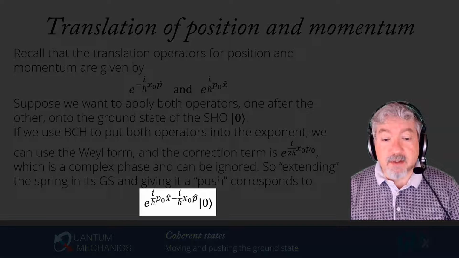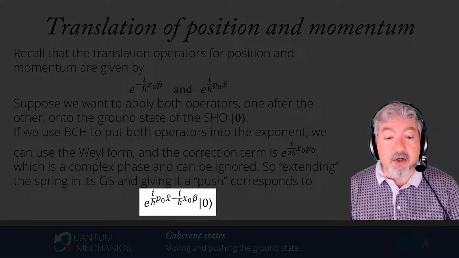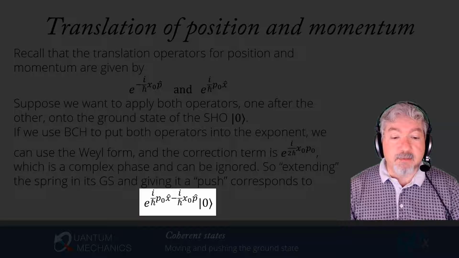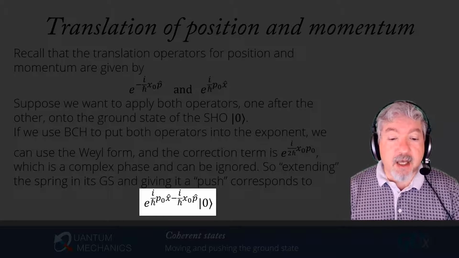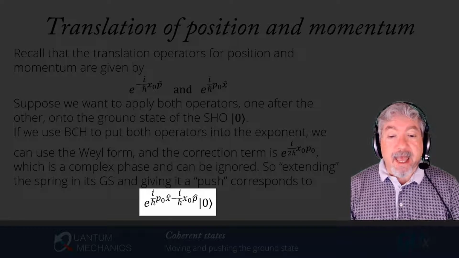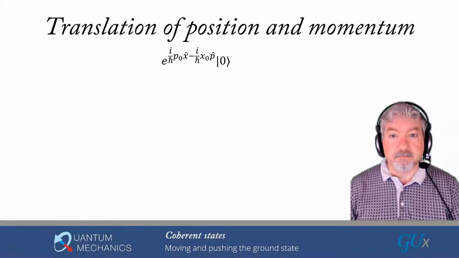So when we extend a spring corresponding to the ground state and give it a push, it corresponds to this operator, e to the i over h bar p0 x hat minus i over h bar x0 p hat, acting on the ground state.